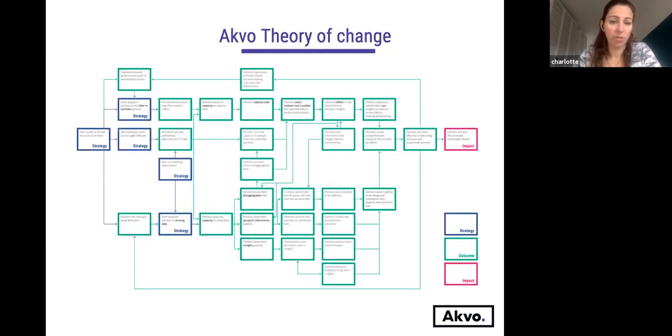Here, you see lots of blocks. You don't need to read it, but this is an example of the Akvo Theory of Change. In blue, you see the strategies, then in green, the intended outcomes, and then in pink, the impact. And that's usually how the TUC is shown in a diagram.